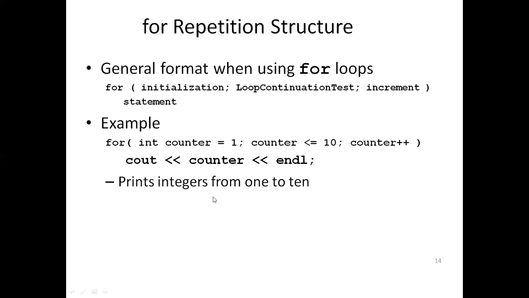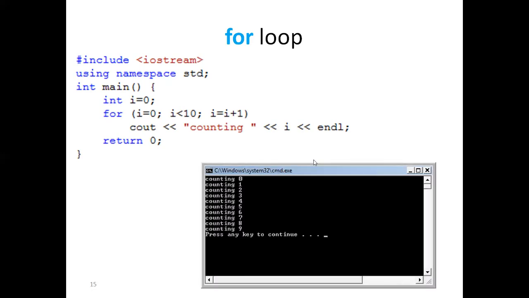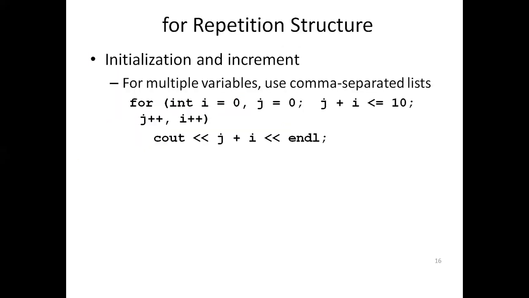So this is an example. If you start from 0, and while i is smaller than 10, it will print out counting from 0 to 9.